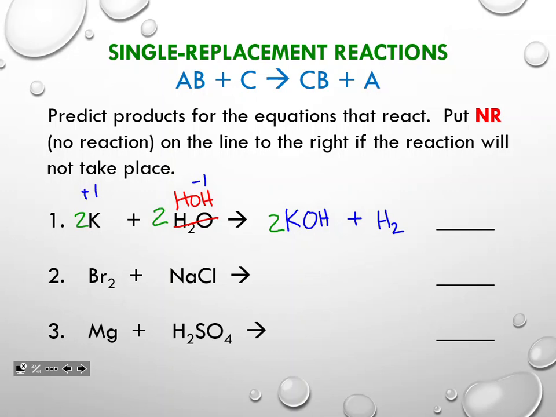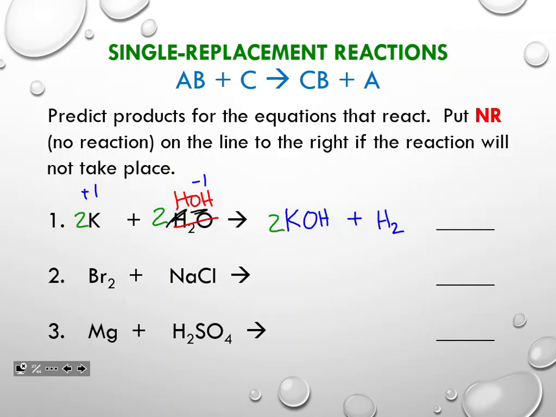Because we need 2 hydrogens here, we need 2 hydroxides. We need hydrogen here to have 2, so I put the 2 here first, then I have to change my hydroxides, then I have to change my potassiums. So that's how that balances, yes.